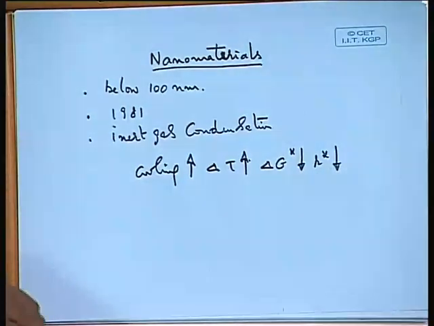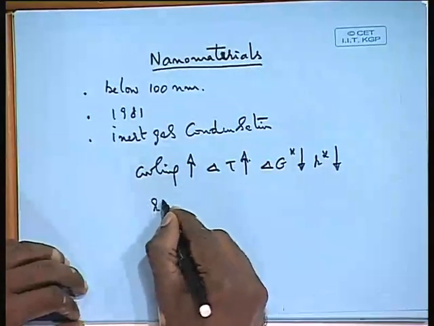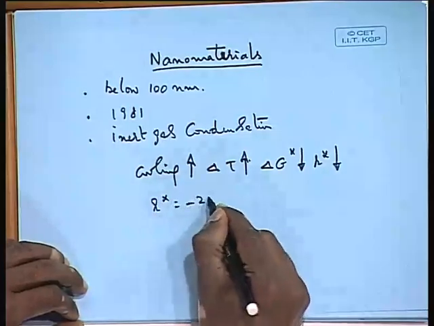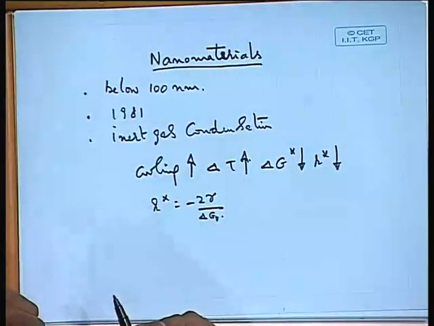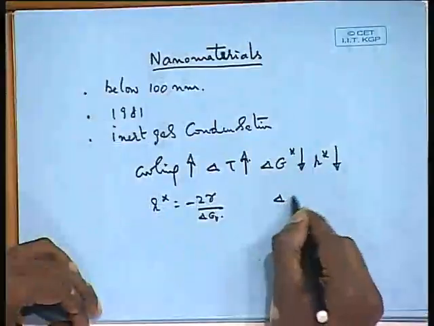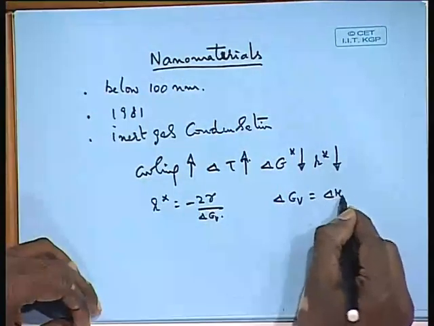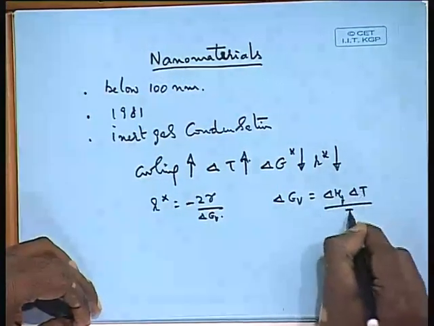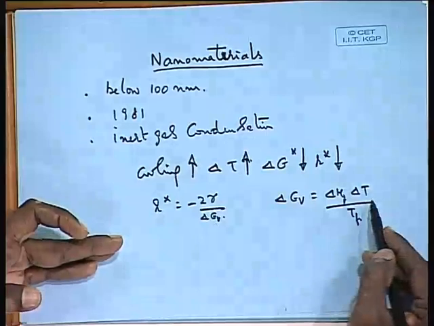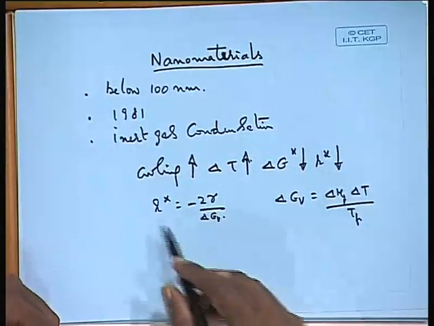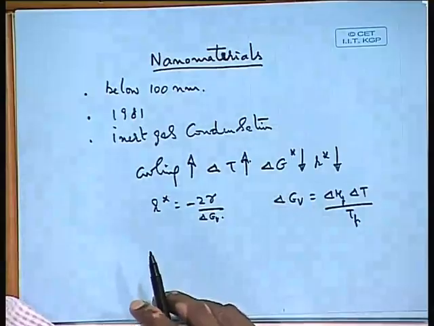We know these relations from our metallurgical principles, that R star is nothing but minus 2 gamma by delta GV. In our thermodynamics class we have learned this, and in the kinetics class also you come across this. And delta GV is directly proportional to delta T. We all know that delta GV is nothing but delta HF into delta T by TF, isn't it? So from that we know that delta GV is directly correlated to the delta T, and R star is obviously inversely related to the delta T.